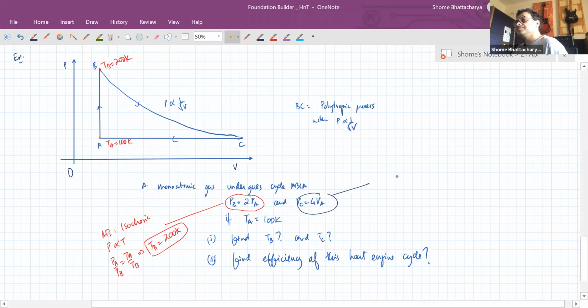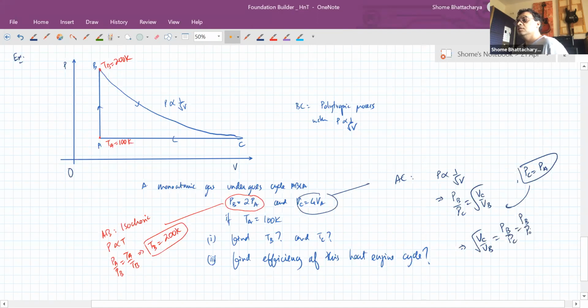Now we'll come to the process BC. So P is inversely proportional to root V, means pressure at B divided by pressure at C should be equal to square root of volume at C divided by volume at B. Now we can see that the pressure at C is equal to the pressure at A, because this is a horizontal straight line. So root of VC by VB is equal to PB by PC, which is actually PB by PA, which is actually 2. That means VC should be equal to 4 times VB, or that's the same thing as 4 times VA. This is already given to us, so that's fine.